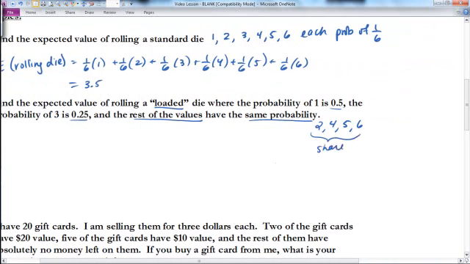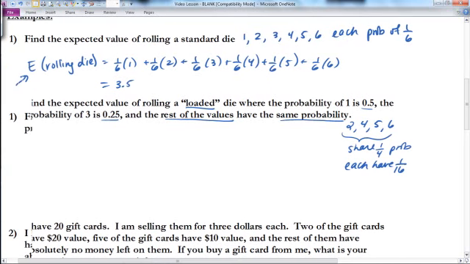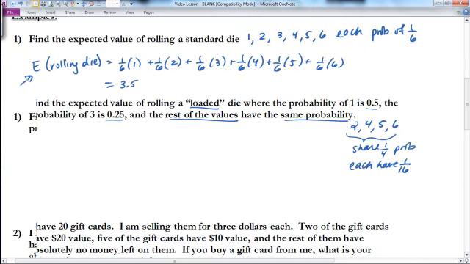And 0.5 and 0.25 is going to give us 0.75 or 3/4 of the chances. So these last 4 choices are going to share the remaining 1/4 probability, meaning that they each have a 1/16 chance of occurring when you do 1/4 divided by 4.